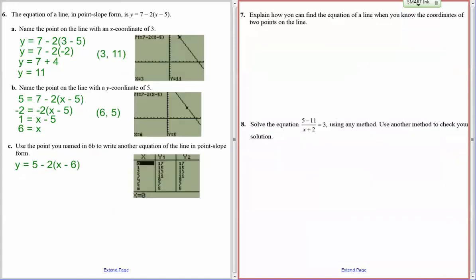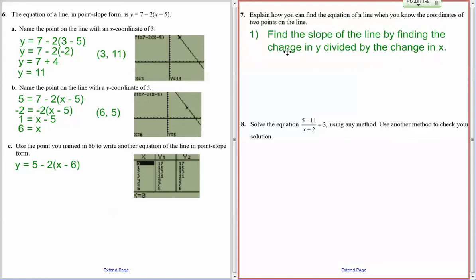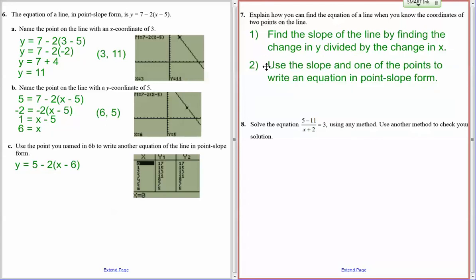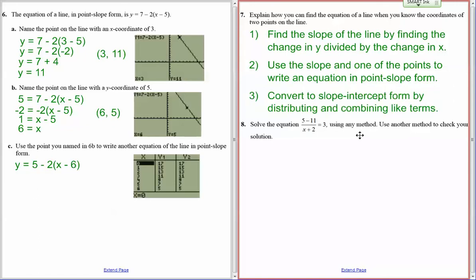Explain how you can find the equation of a line when you know the coordinates of the 2 points of the line. Well, if I know the coordinates of 2 points, the first thing I should do is find the slope of the line by finding the change in y divided by the change in x. Once I have the slope, I can use the slope and one of the points, I don't need them both, but one of the points to write an equation in point-slope form. And once I have an equation written in point-slope form, I can convert to slope-intercept form by distributing and combining like terms. So I was looking for something like that in your answers.